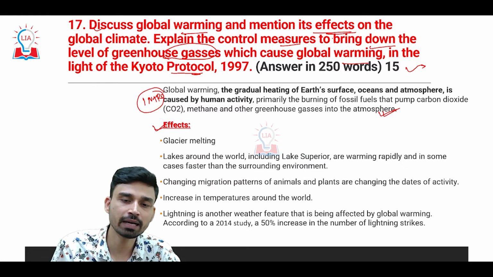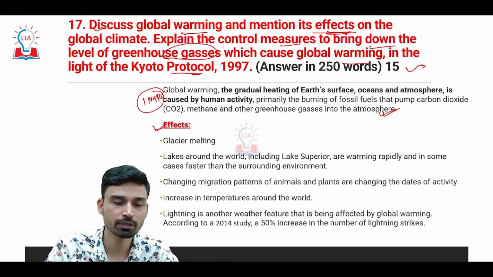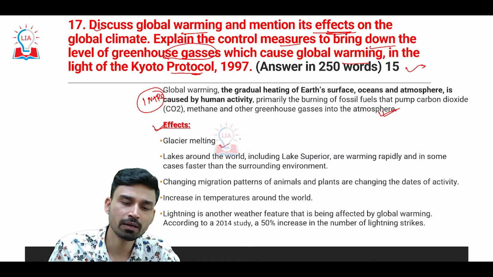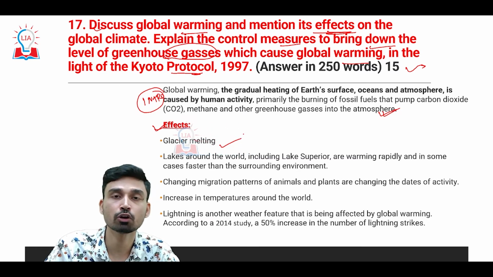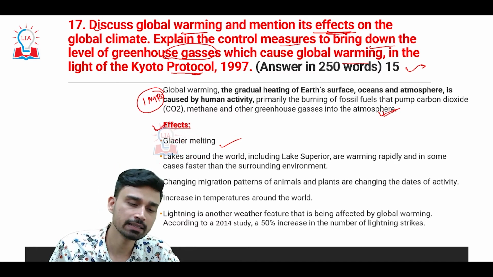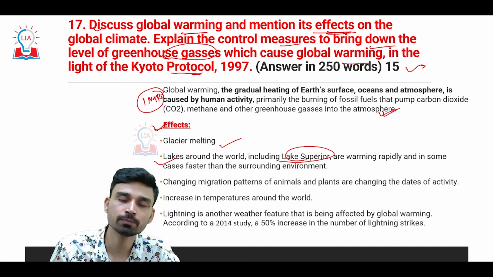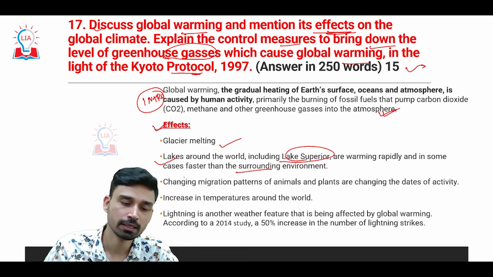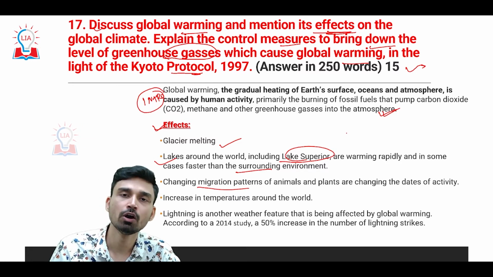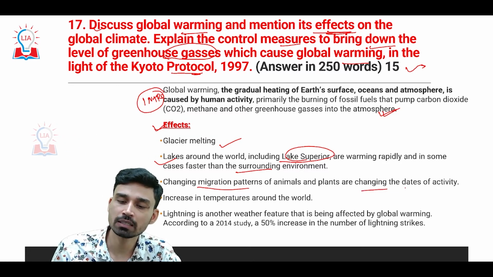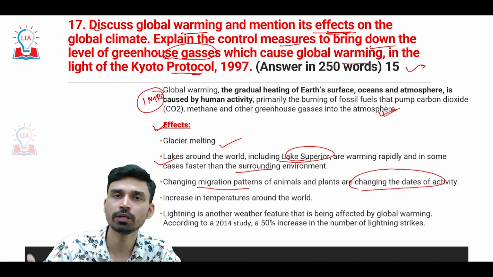Then second, you can write about the effect on the global climate. Several effects are there. Obviously, we have the melting of glaciers. You can give the example of the recent melting of glaciers observed in the Ross Ice Shelf in Antarctica. Second, lakes around the world, including Lake Superior, are warming rapidly, in some cases faster than the surrounding environment. Third, you can write about the migration patterns of animals changing, the migration patterns of birds changing, even plants are changing, and the dates of activities like sowing, harvesting and growing, everything is changing.